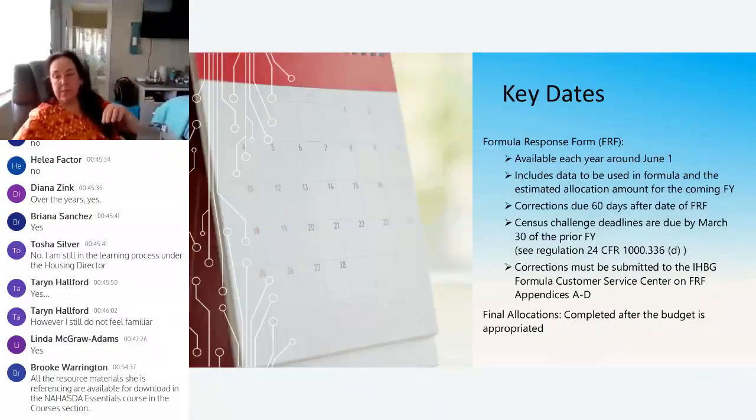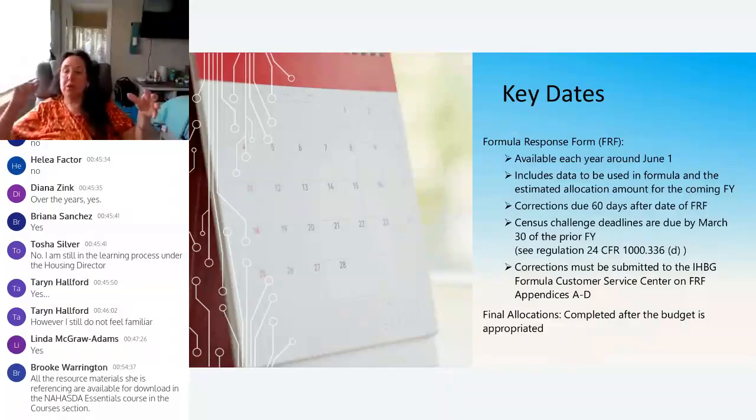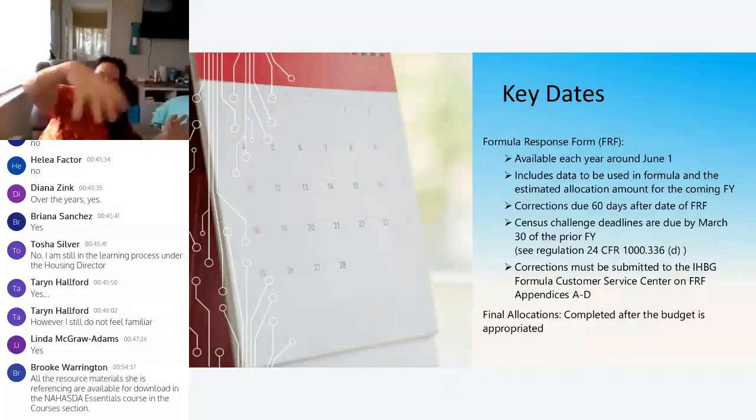So a formula response form is usually out June 1st or the first Monday after that. Get online and look at that. It includes the data to be used in the formula, the estimated allocation for that upcoming year. Your corrections are due 60 days after that FRF. Our census challenge deadlines are due by March 30th of the prior fiscal year. So if you're going to challenge your numbers, and that's an allowable expense under the administrative portion of your formula, those have to be in by March. It comes out in June. Your stuff has to be in by March of that year.